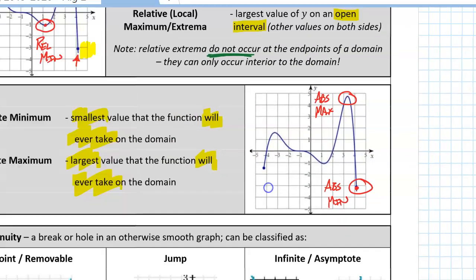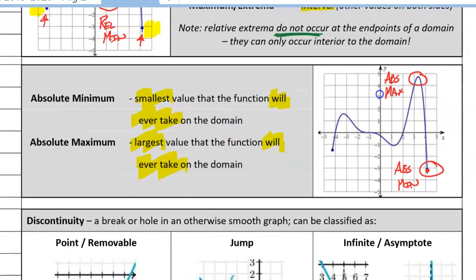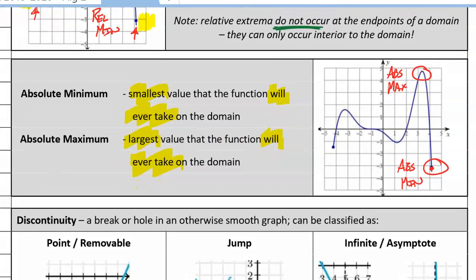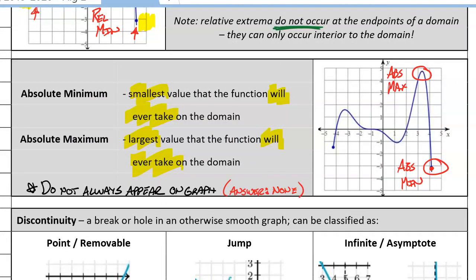Okay? We don't always have to have these. They don't always have to have an absolute max and absolute min. One little note is that they do not always appear on the graph. Sometimes there is no absolute maximum. Sometimes there is no absolute minimum. Okay? If that occurs, we just say our answer is none.